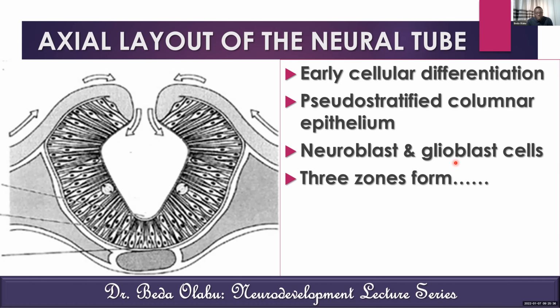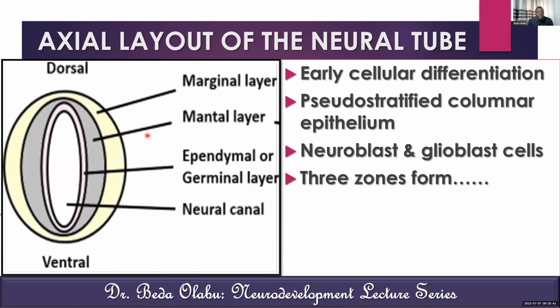Remember that the wall of the neurotube differentiates into three zones. The innermost zone is called the ependymal zone. The middle zone, the intermediate zone, is called the mantle zone. And the outermost layer is called the marginal zone. This is what we saw when we looked at development of the spinal cord.